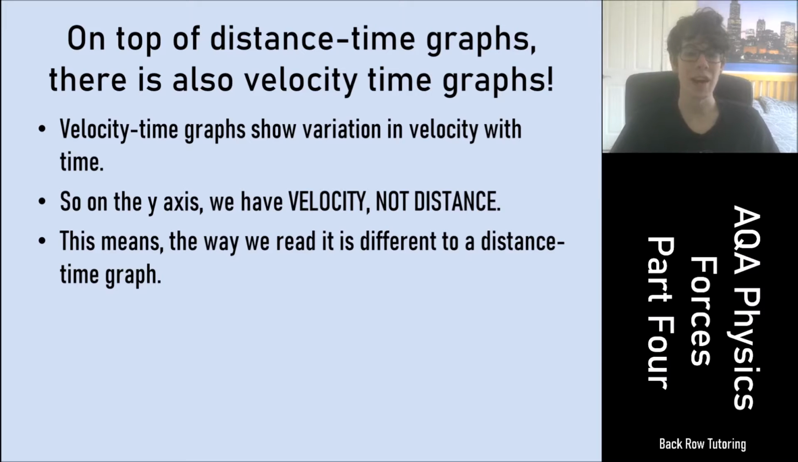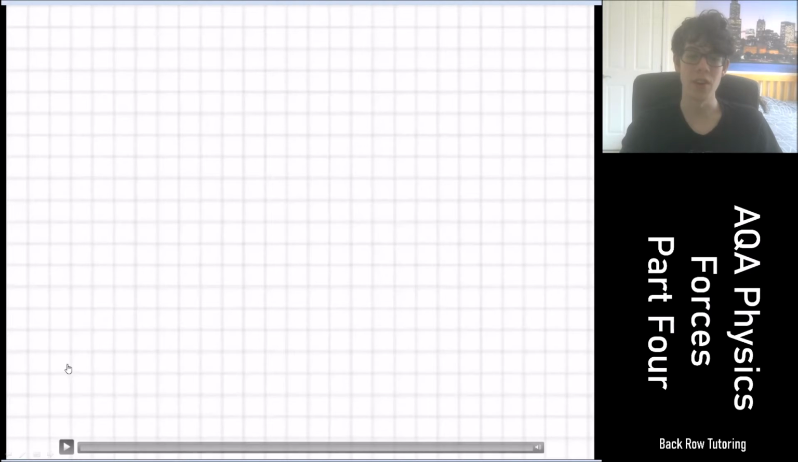So velocity time graphs show variation in velocity with time. So on the y-axis we'll have velocity, not distance. This means the way we read it is different to a distance time graph. Let's have a look at this video which explains it a bit further.